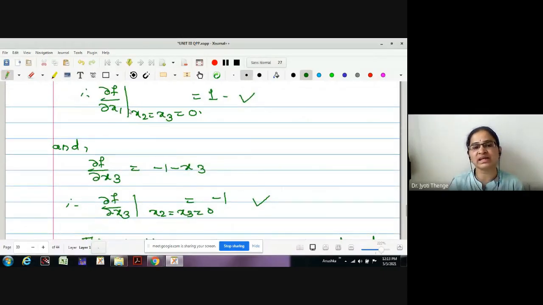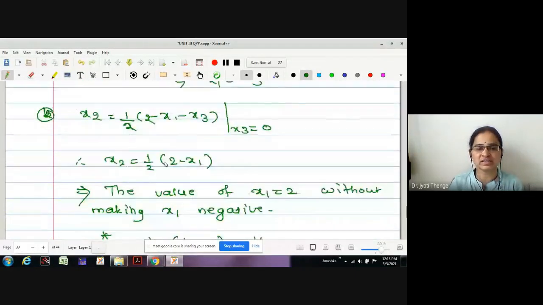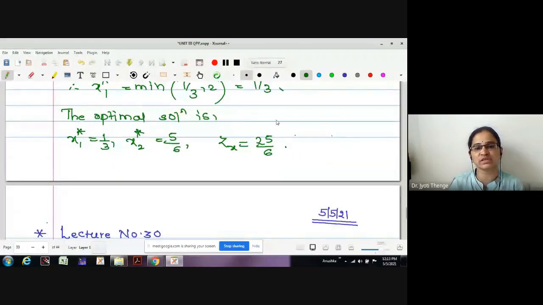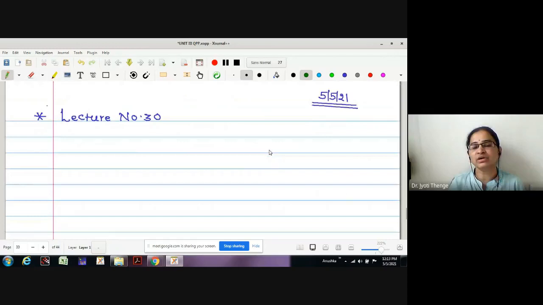Therefore, improvement in x1 gives us an improvement in the objective function f. Therefore, we will find out the value of x1. Again, repeating the same process, we will get the value of x1 as 1 by 3. Therefore, the values of the variables we got are x1 star is 1 by 3 and x2 star is 5 by 6. And we have substituted both the values in the original objective function to get the value of the objective function as 25 by 6. Now in today's lecture, we will go for one more example of Beale's method containing two constraints.